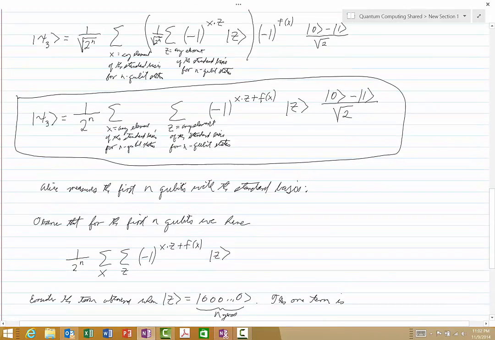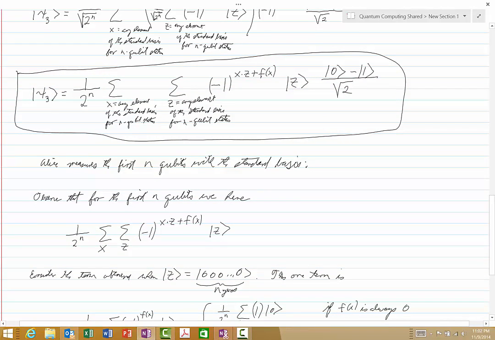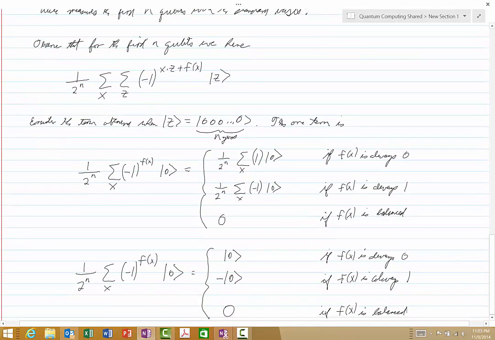The magnitude of the rest of it has to be 0 in these first two cases. So what we conclude then is that these first n qubits will be equivalent to the 0 cat or minus the 0 cat if f of x is a constant function, or it will have absolutely no component along the 0 cat if f of x is balanced.